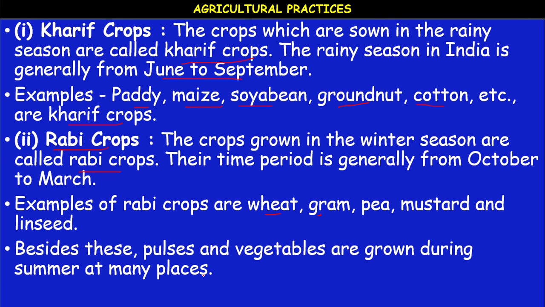Okay. So, there is another season called Zaid or Zayad. It is a season for vegetables or low grade cereals sown in March, April. So, this season is called Zaid, Z-A-I-D, or Zayad, Z-A-Y-A-D. This is sown in the month of March, April and harvested in the month of June.